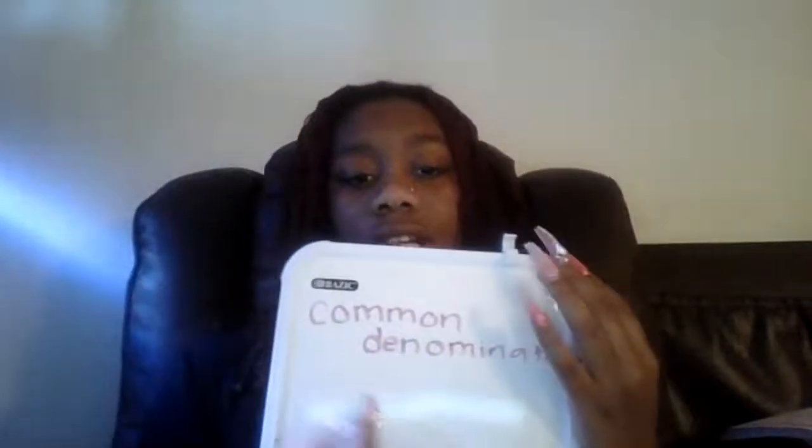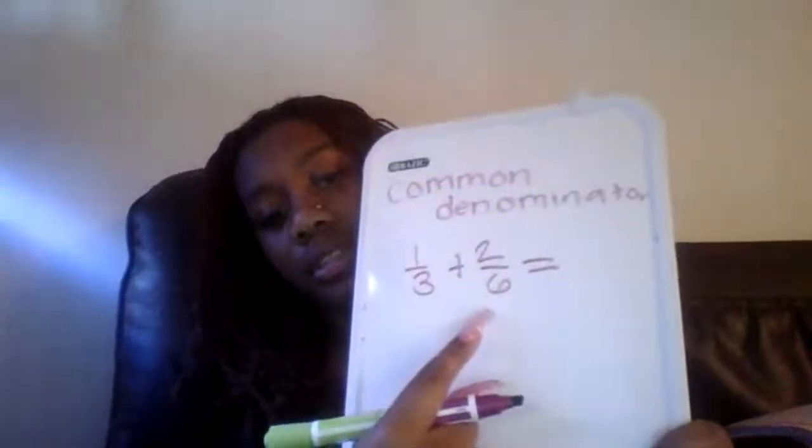Okay, now for addition and subtraction, a very important word that you should know is common denominator. Now we know that the denominator is the number that goes on the bottom of a fraction. And when you're adding or subtracting fractions, they have to be equal. So you cannot add something just like this. In order to add this, you have to make both of these numbers on the bottom the same number.